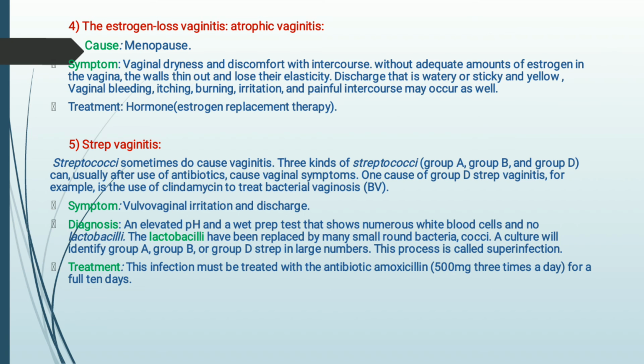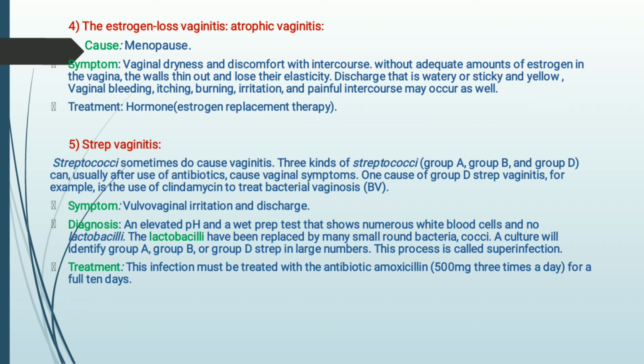Many females want to escape the disease, that is bacterial vaginosis, and for that they use a drug, that is clindamycin. But due to the clindamycin overdose, different kinds of bacteria flourish in the vagina, that is streptococcus, and they become resistant to clindamycin, and they lead to another kind of disease, that is strep vaginitis. So what are the symptoms for strep vaginitis? These are vulvovaginal irritation and discharge.